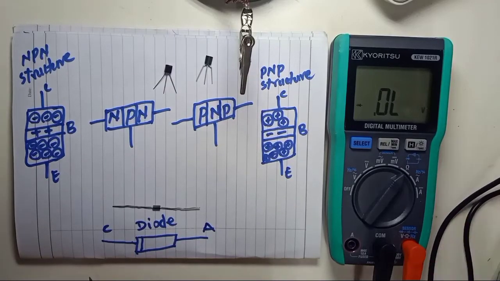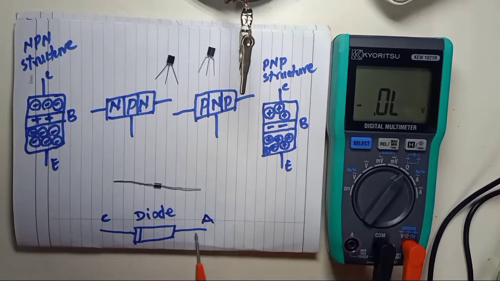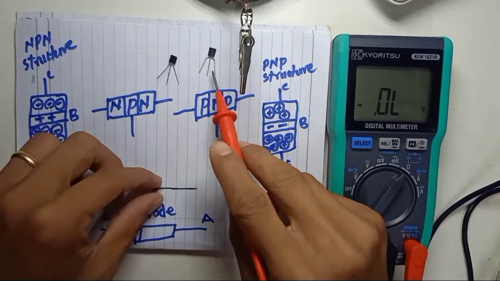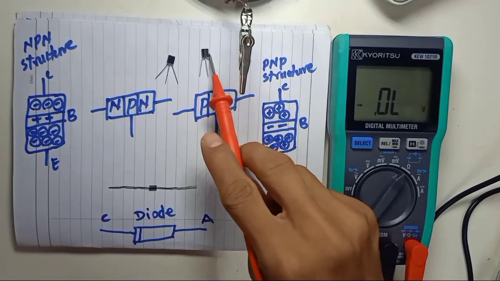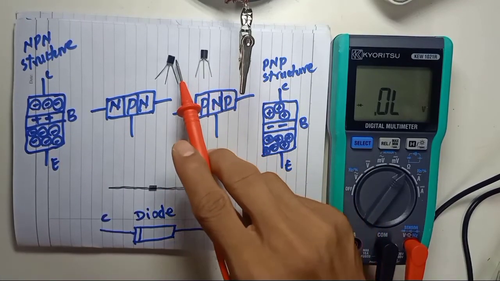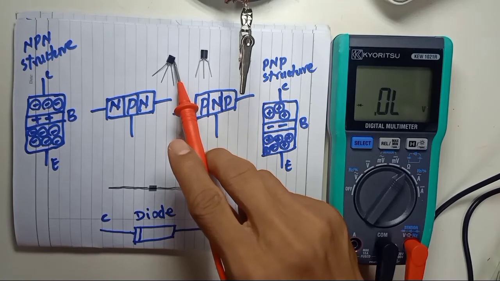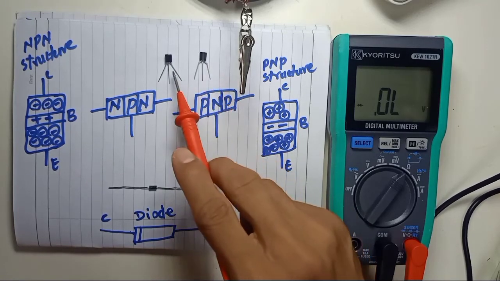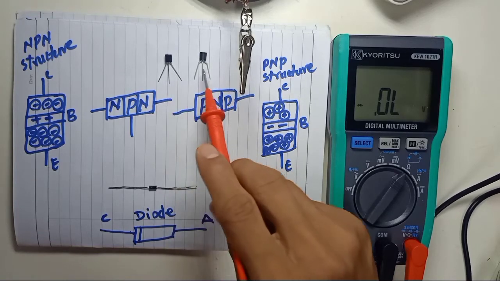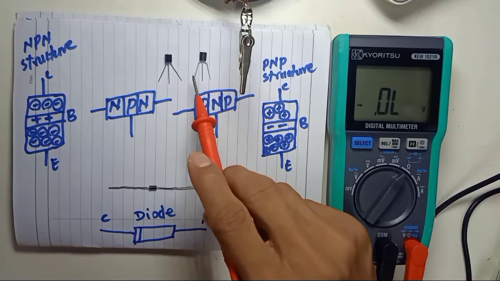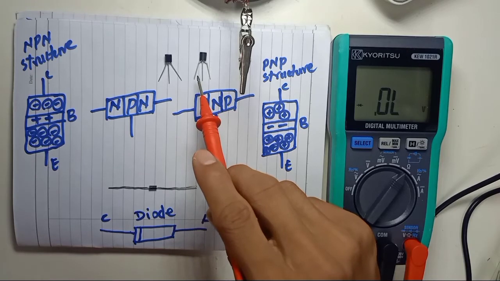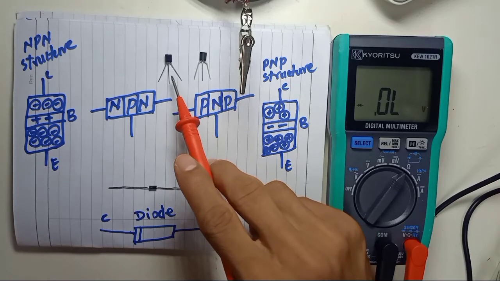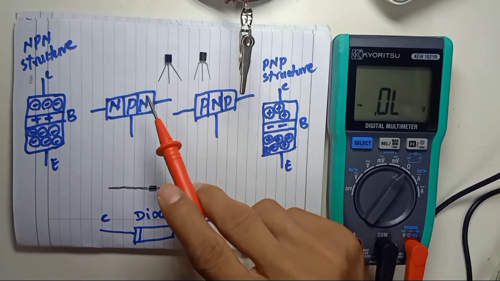In this video, we are going to test NPN and PNP transistors. This is a small TO92 package transistor. If you look at the size, both are the same, and this is a very small transistor. We want to identify which one is NPN and which one is PNP.